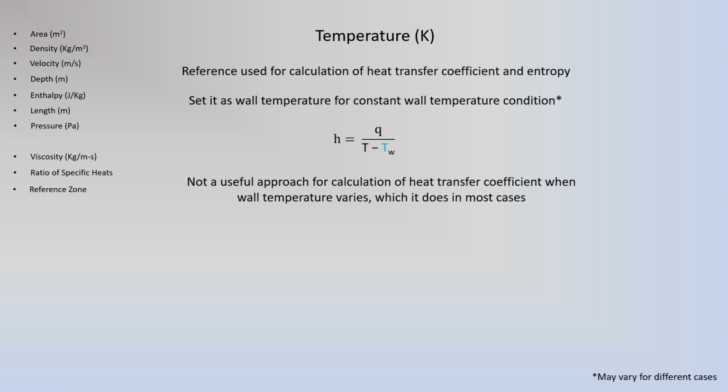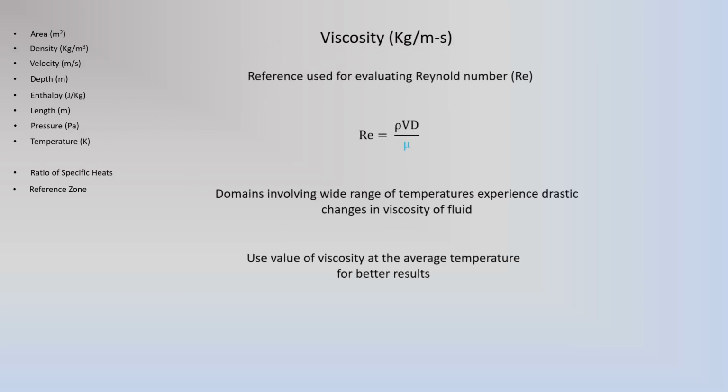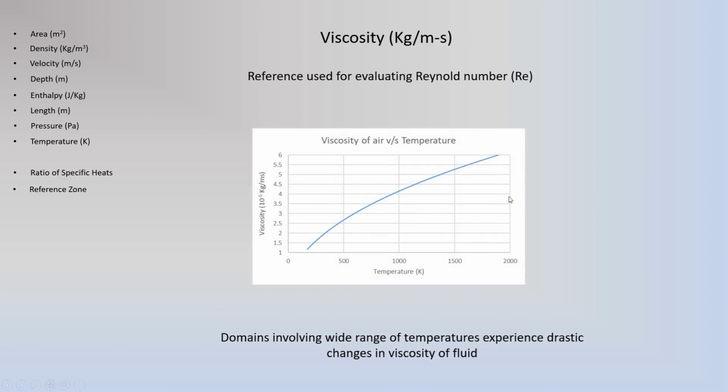Temperature is important while evaluating heat transfer coefficient or entropy changes in the domain. For domains involving wide range of fluid temperature, an average value of viscosity should be used between maximum and minimum temperatures. Or if the user knows temperature at the point of interest, use exact value of viscosity against that temperature.